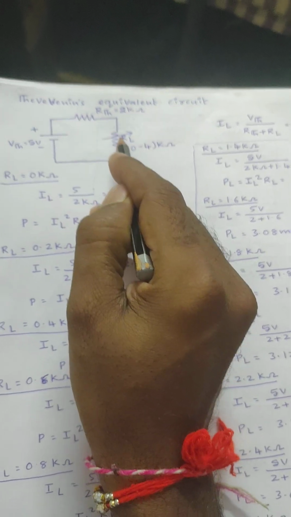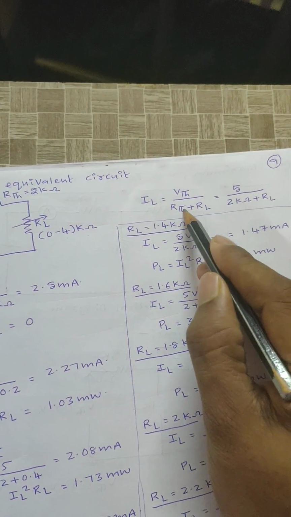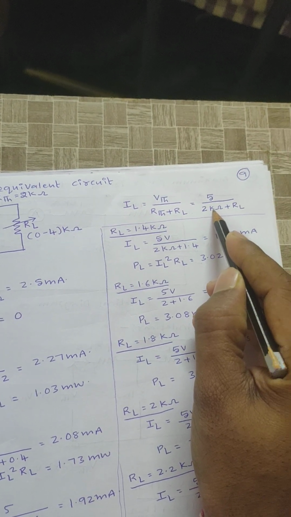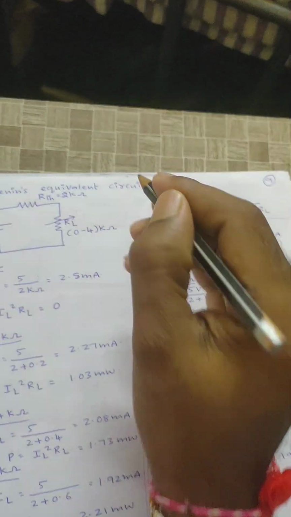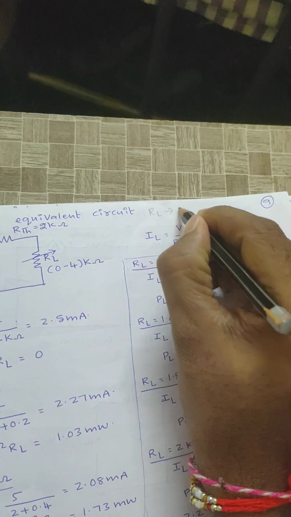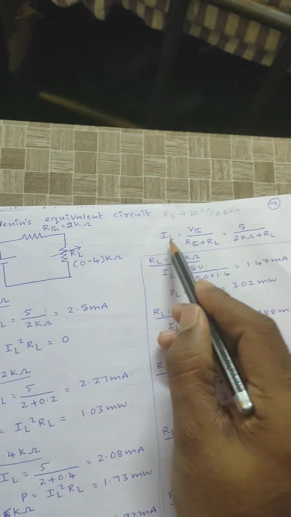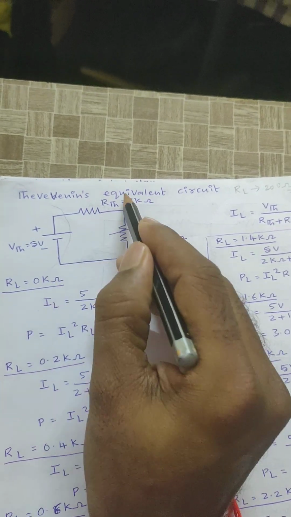We can add the load resistance here; I am using 0 to 4 kilo ohm. Then the load current formula will be IL is equal to VTH by RTH plus RL, right? VTH value will be 5 volts, RTH value will be 2 kilo ohm, and RL value is variable. That means I need to vary this RL value from 0 to 4 kilo ohm in steps of 200 ohms, that is 0.2 kilo ohm, and calculate load current. After that we need to calculate load power, how much power is delivered from source to load.